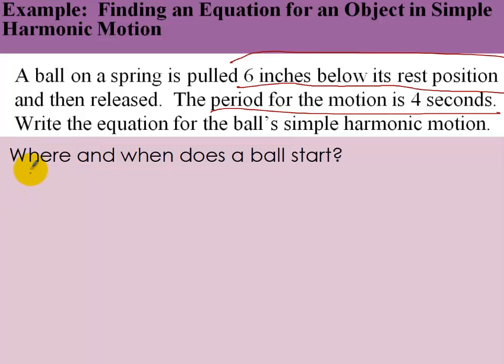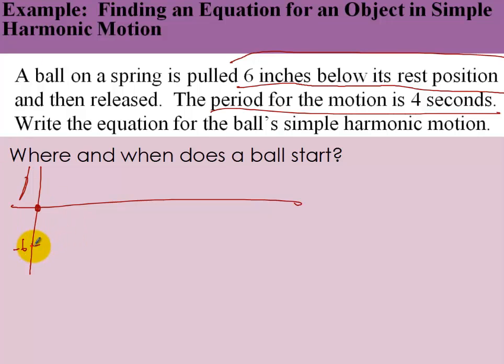All right, so I want to draw a graph of that. It'll help me out. So where does the ball start? I'm going to call the rest position right here at the origin. And the ball is pulled 6 inches below the rest position, so it's going to be pulled down 6. I'm going to say negative 6. And then it's released. So it starts down here.